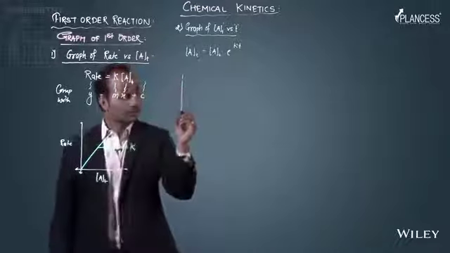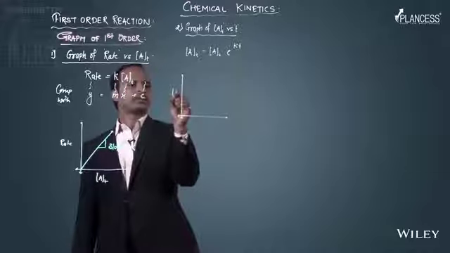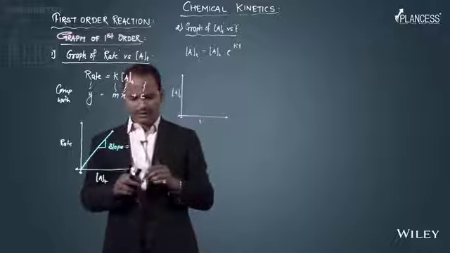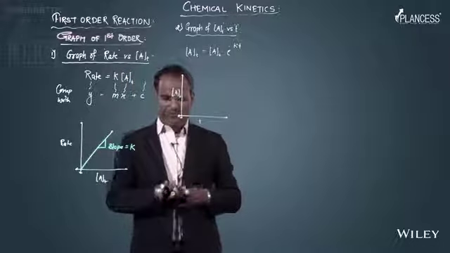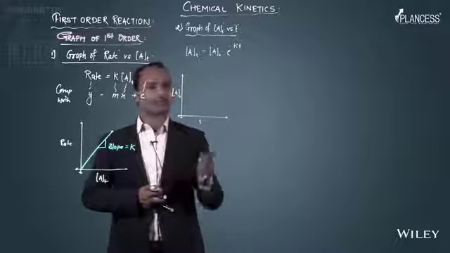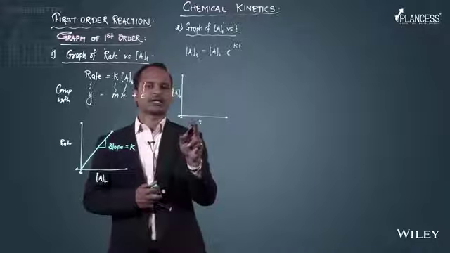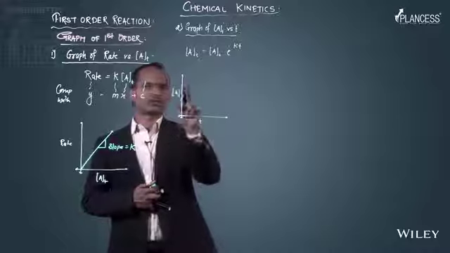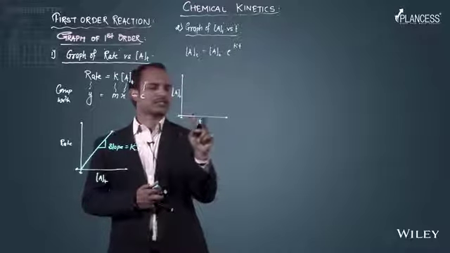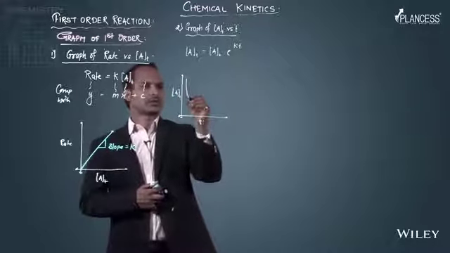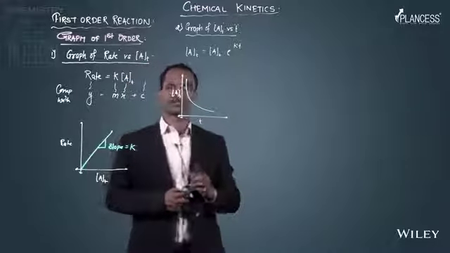So this is At versus time. You have to just decide the nature of the graph, whether the curve will be from top to bottom or bottom to top. Simply, when the time is very small, the amount of reactant left is very large. As the time increases, the amount of reactant goes on decreasing. Which means the curve will be something like this. So this is the nature of the graph.